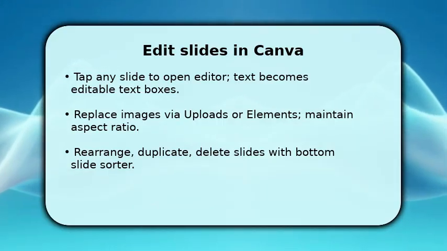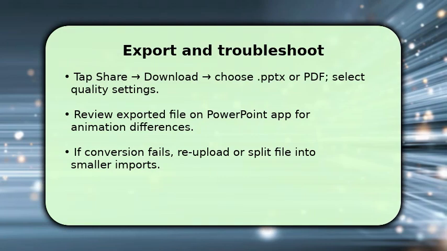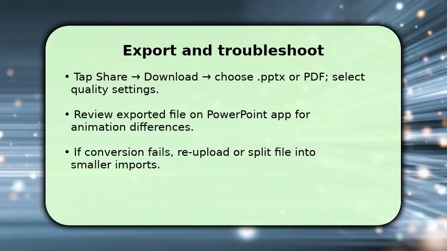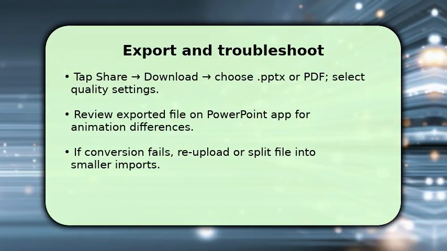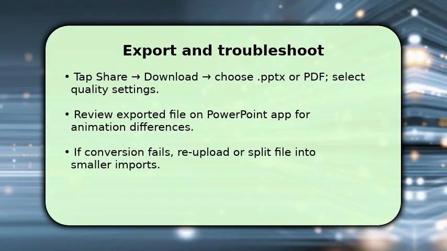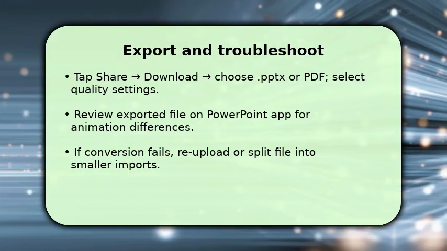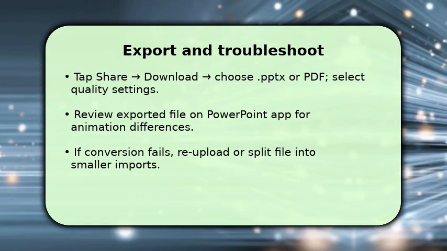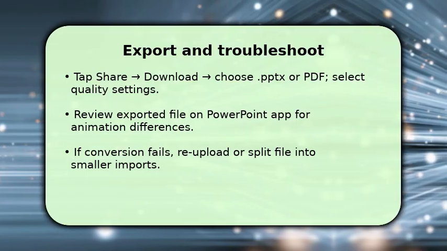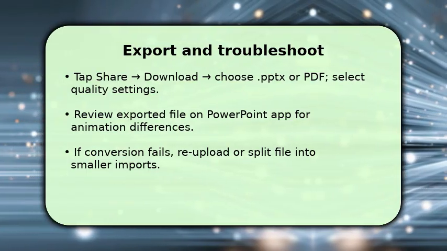You finish by exporting. Tap Share, then Download and pick PPTX if you need PowerPoint back or PDF for fixed output. Select Quality. After export, open the file in the PowerPoint app to verify fonts, animations, and transitions because complex animations may not transfer. If something goes wrong, re-upload the original file or split it into smaller imports.